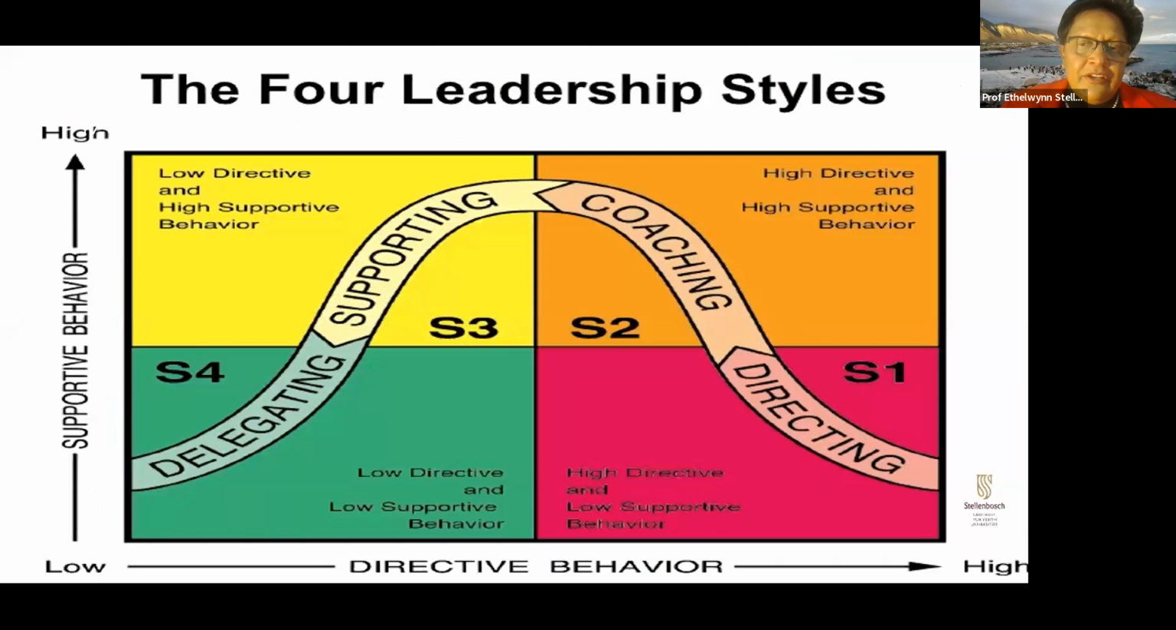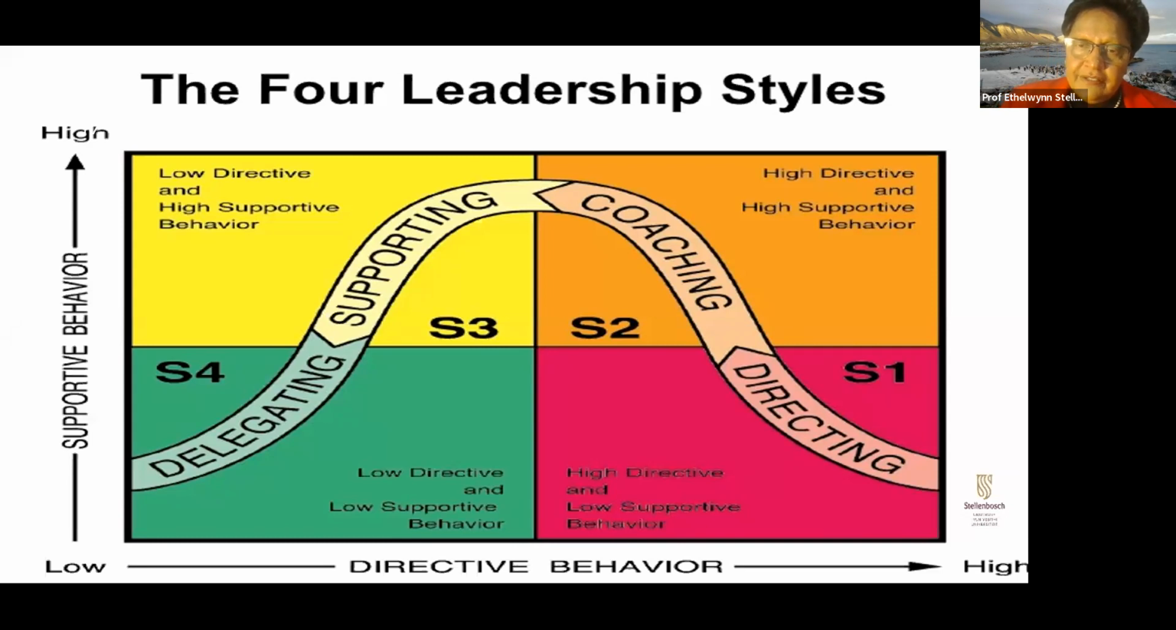Then, just to put this again in context, we're continuing with the leadership styles. You have the 4 quadrants. If you move from my left to the right, it's directive behavior from low to high. If you go on the vertical column from the bottom, low to high, it's supportive behavior. So in S1, in that block, as we just said, it's high directive and low supportive. As you move up to the next stage, it's high directive and high supportive behavior.